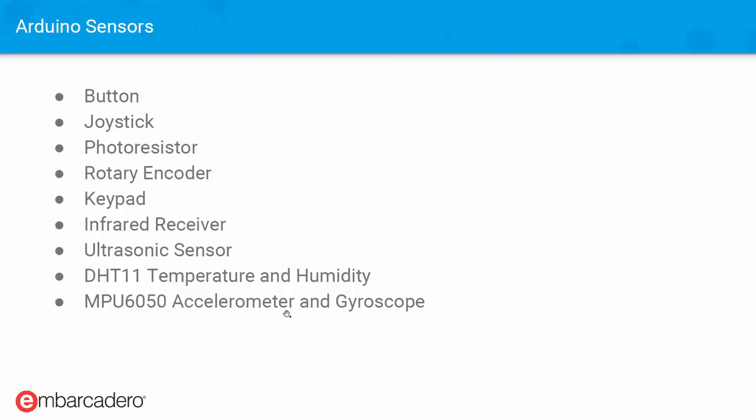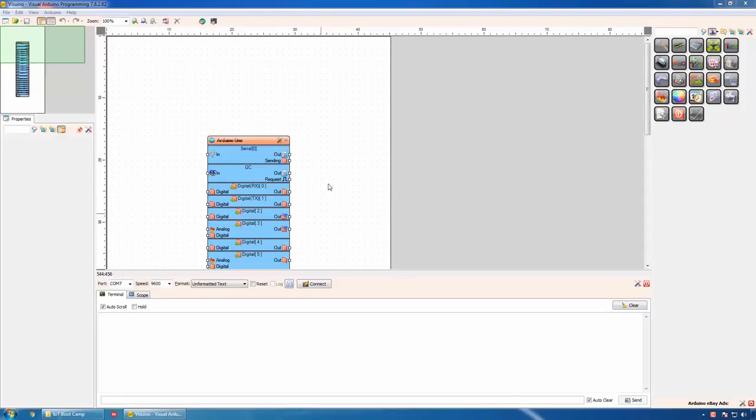Here are some types that are included in the IoT kit from MakerFabs. They are button, joystick, photoresistor, rotary encoder, keypad, infrared receiver, ultrasonic sensor, DHT11 temperature and humidity sensor, and MPU 6050 accelerometer and gyroscope sensor. We will use them to demonstrate the different ways of working with digital, analog, proprietary digital protocol, or I2C communication sensors. Now let's take a look at the Visuino IDE.